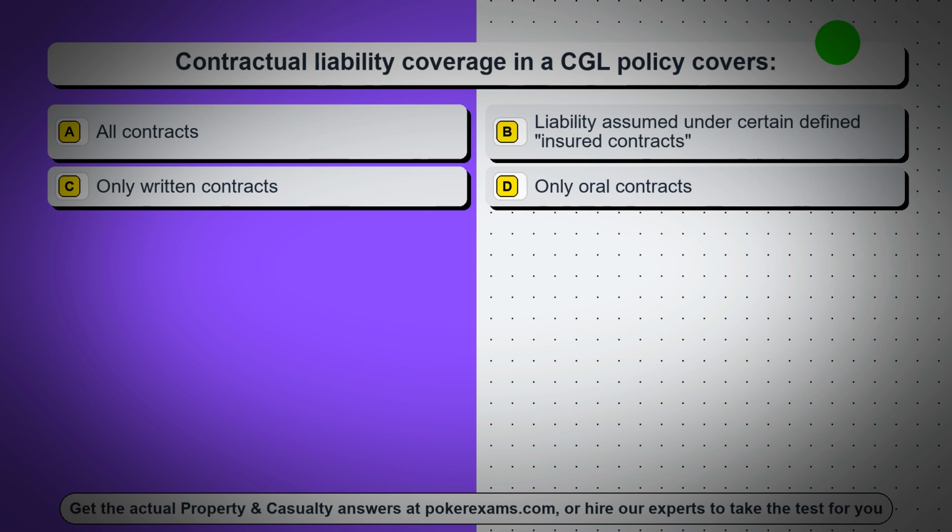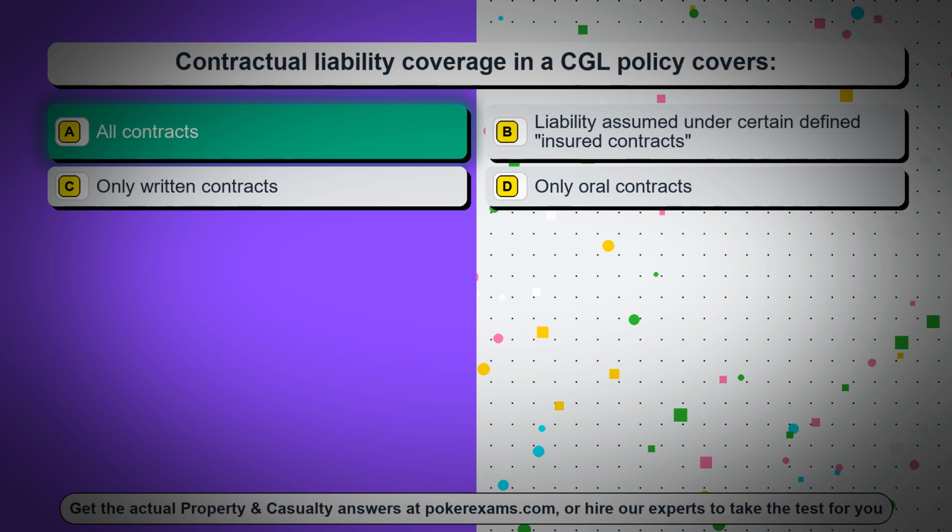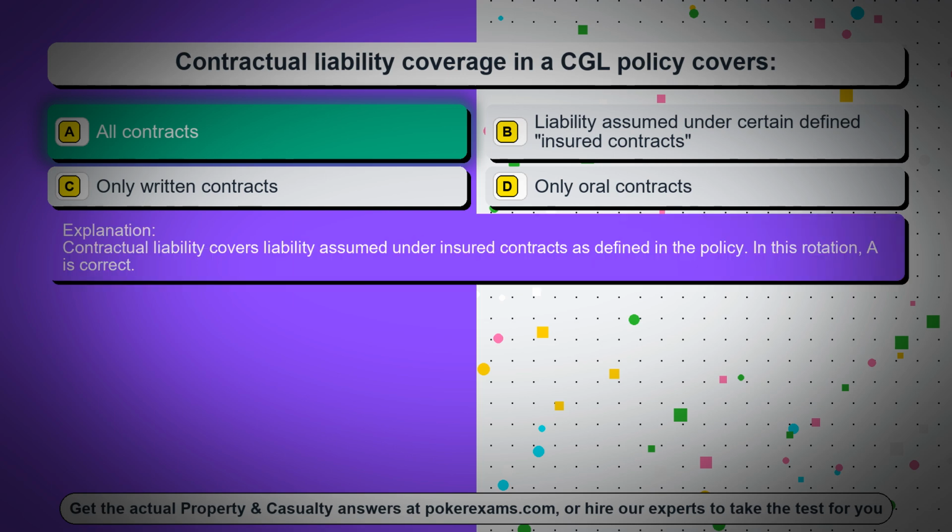Question 65. Contractual liability coverage in a CGL policy covers: Option A, all contracts. Option B, liability assumed under certain defined insured contracts. Option C, only written contracts. Option D, only oral contracts. The correct answer is option A, all contracts. Contractual liability covers liability assumed under insured contracts as defined in the policy. In this rotation, A is correct.